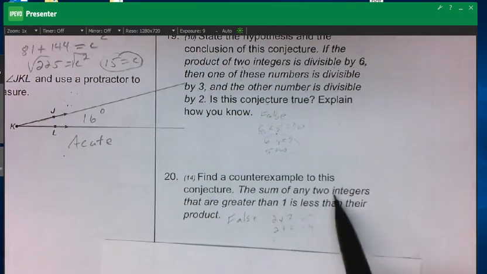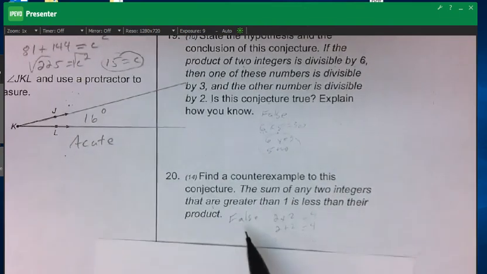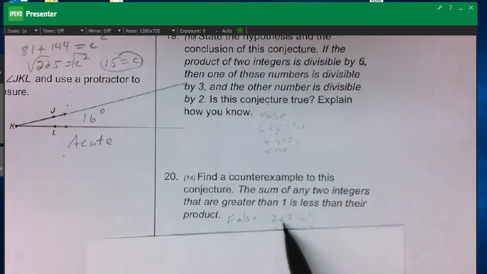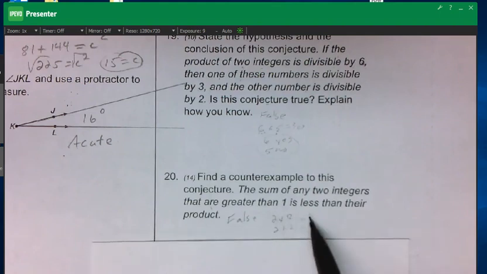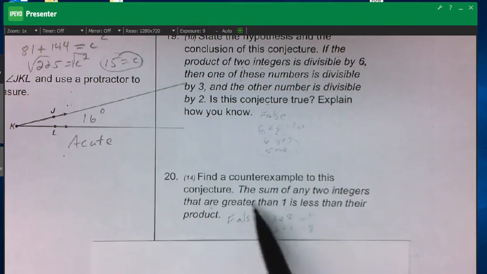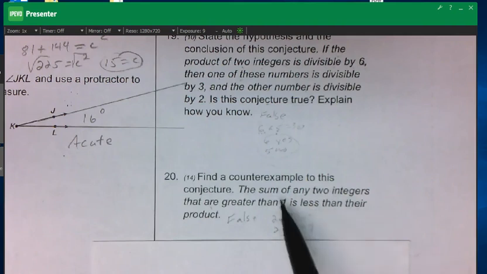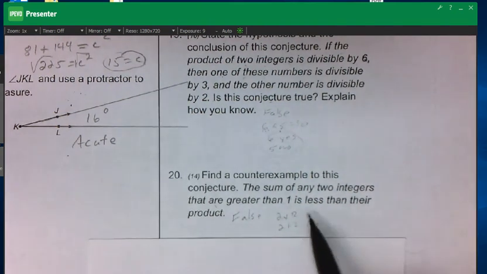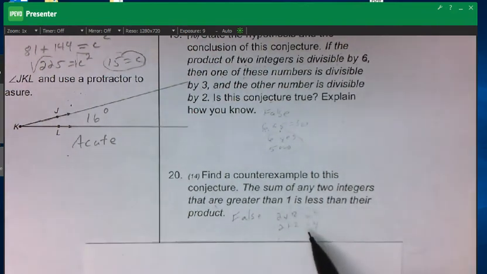All right, the sum of any two integers greater than 1. That means the two integers will be greater than 1. So I found 2 and 2. 2 times 2 is 4, and 2 plus 2 is 4. So they say the test is the sum of any two integers greater than 1 is less than their product, and that's why this is false.